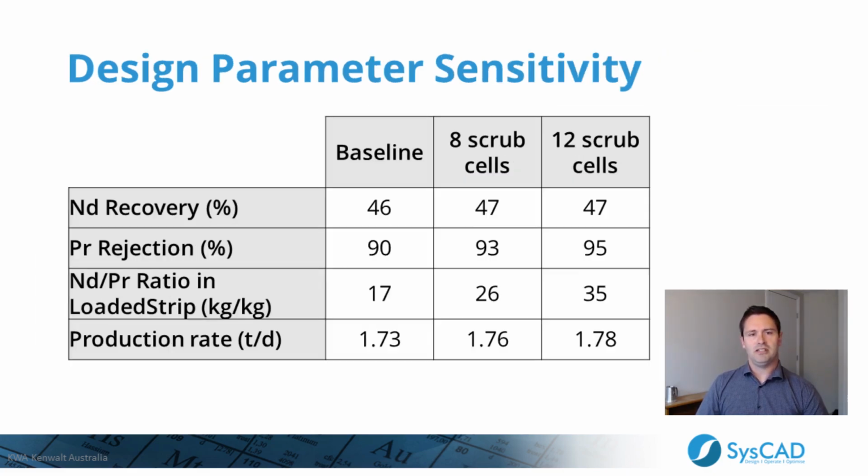We also looked at design parameter sensitivity. So we looked at neodymium recovery and praseodymium rejection as a function of the number of scrub cells. As you can see, as you increase the number of scrub cells, the neodymium recovery doesn't change much, but the praseodymium rejection gets better and better. And this is what you'd expect. So you basically get a more pure product as you have more scrub cells.